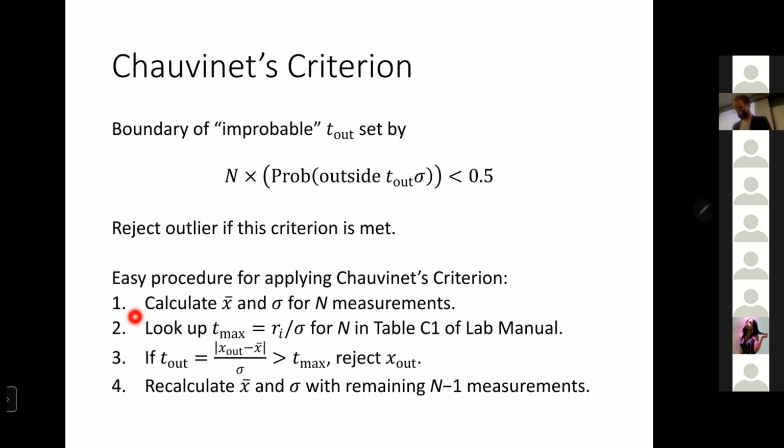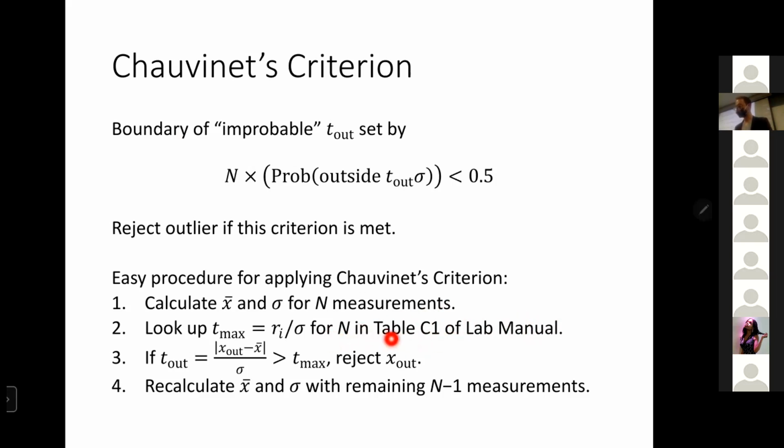Okay, so I'm not going to derive exactly how you would determine this, but there's an easy sort of cookbook method that you can use, and we'll go through that. So you're going to calculate the average value of the measurements and the standard deviation. You're then going to go to a table. This is table C1 of your lab manual. By the way, chapter 1 of your lab manual contains all the information that we're going over in these lectures. So if you want to look over it in more detail, you can either look through these slides or you can read chapter 1 in the lab manual.